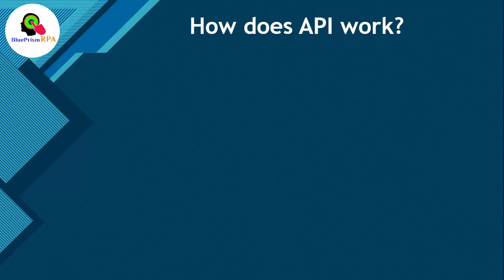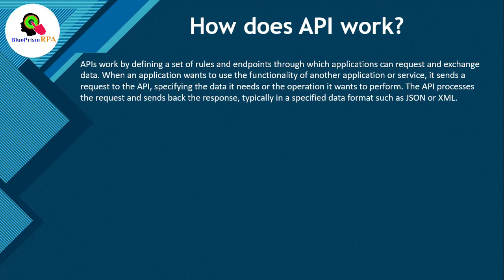Now let's talk about how does API work. APIs work by defining a set of rules and endpoints through which applications can request and exchange data. When an application wants to use the functionality of another application or service, it sends a request to the API, specifying the data it needs or the operation it wants to perform. The API processes the request and sends back the response, typically in a specified data format such as JSON or XML. Developers can use API to make requests and get responses.